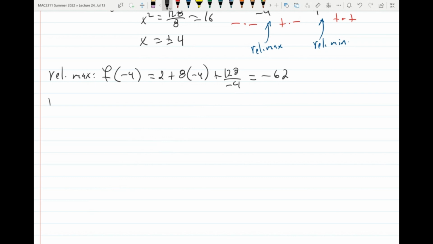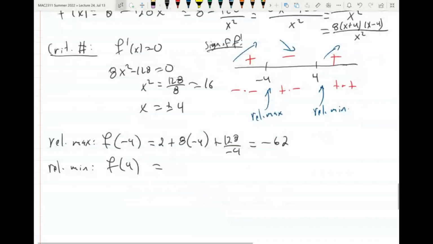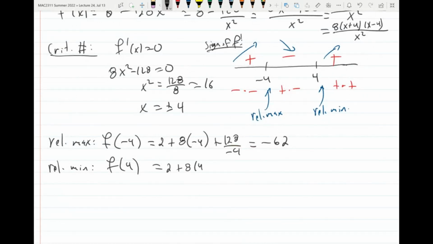Okay. So then the relative min would be the value of the function at 4. And that would be 2 plus 8 times 4 plus 128 over 4. So that's 32 plus 32. That's 64 plus 2. That's 66. So yeah, I understand what the confusion is, but remember these are relative extrema. So relative is in a little piece. And let me just put the answer.